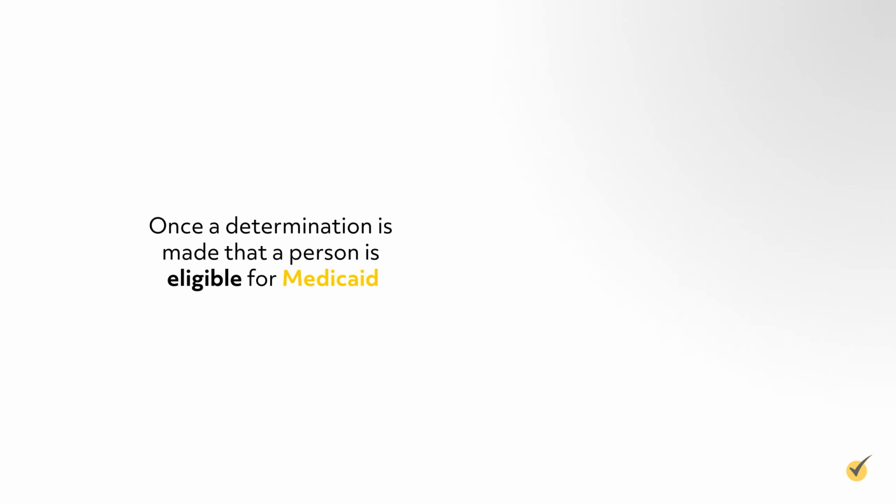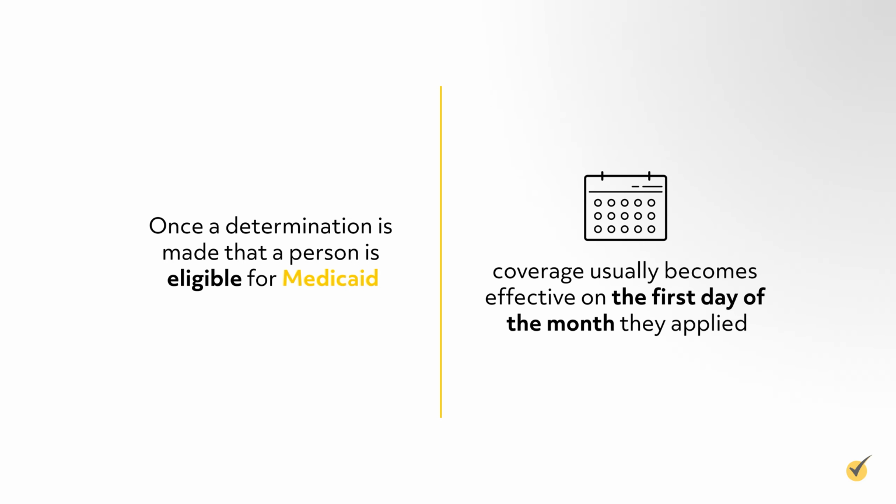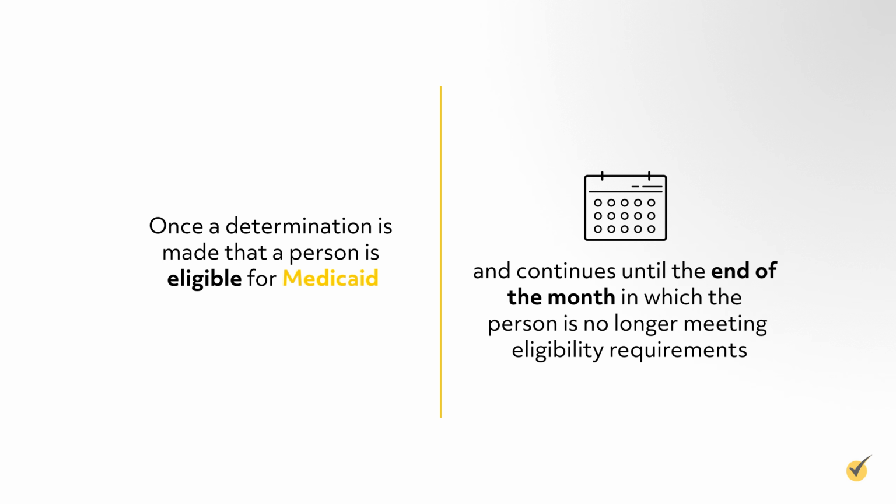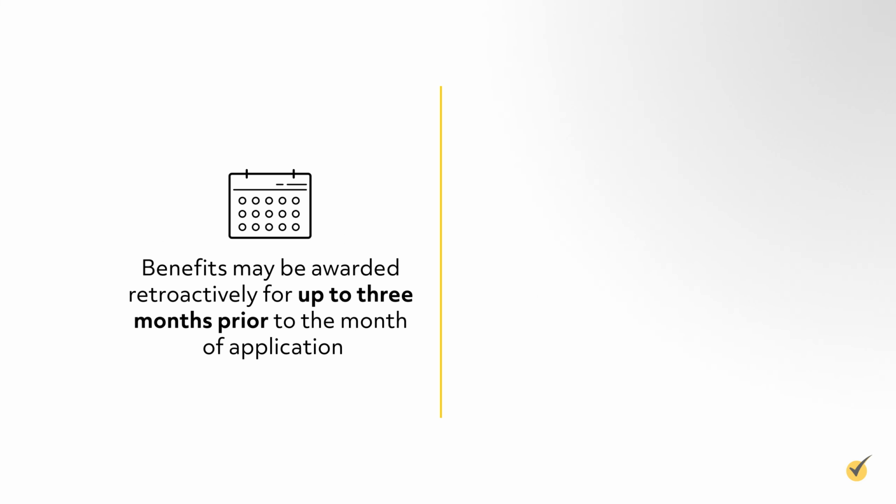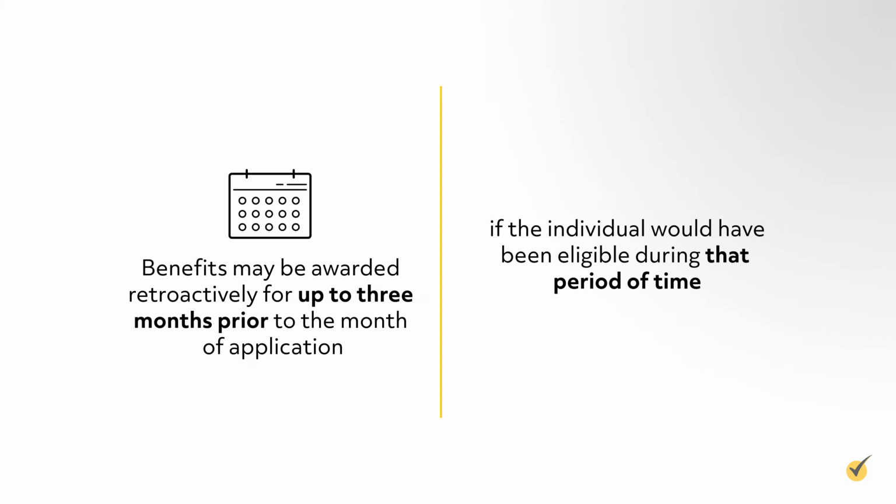Once a determination is made that a person is eligible for Medicaid, coverage usually becomes effective on the first day of the month they applied and continues until the end of the month in which the person is no longer meeting eligibility requirements. Benefits may be awarded retroactively for up to 3 months prior to the month of application, if the individual would have been eligible during that period of time had they applied.